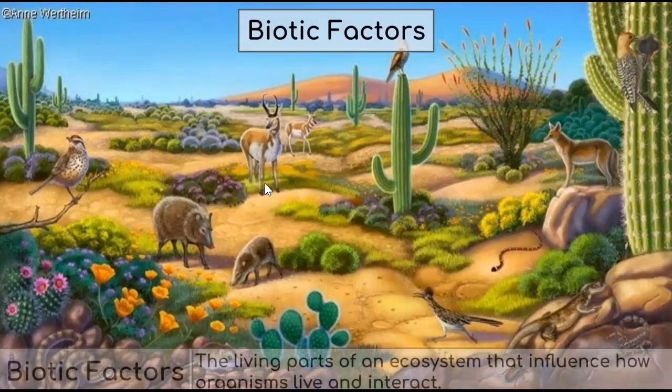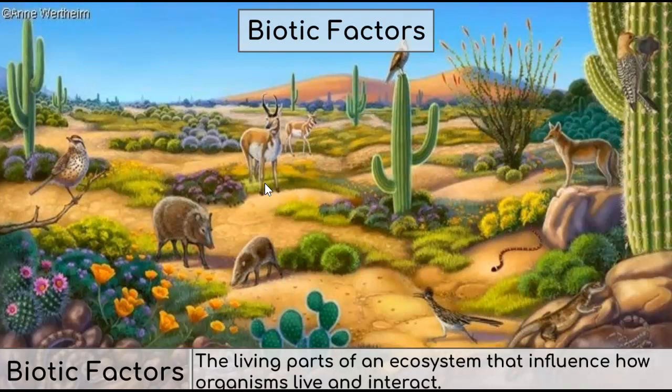Then we have biotic factors. Biotic factors are the living parts of an ecosystem that influence how organisms live and interact. And biotic factors are a little bit different from the community because they're specifically related to what matters to these creatures. So for example, if I was this coyote, one of the biotic factors that would matter to me would be the availability of food. So the mice are a biotic factor to the coyotes.